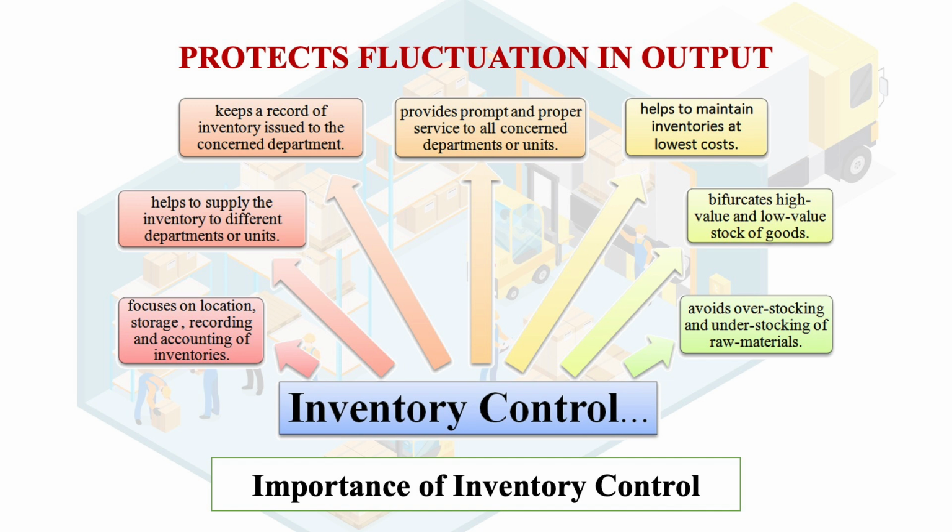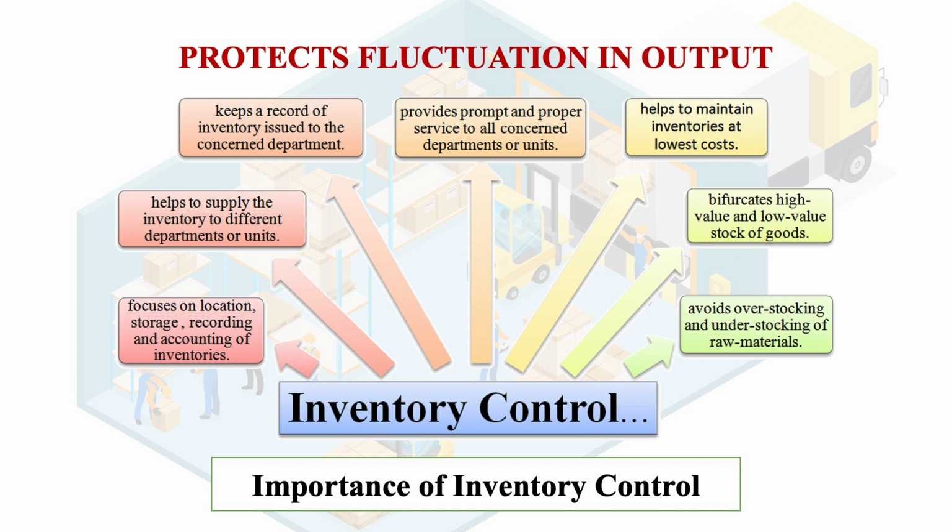So this will be a very important focus, that it bifurcates the high value and low value stock of goods. The last point is to avoid overstocking and understocking of raw materials. We should avoid overstocking to avoid the blockage of more capital, and understocking would hurt the production process. Both should be avoided, because we have to maintain a proper level of materials or raw materials or stocks, so that a regular flow of material to the floor for the continuous production line is maintained.